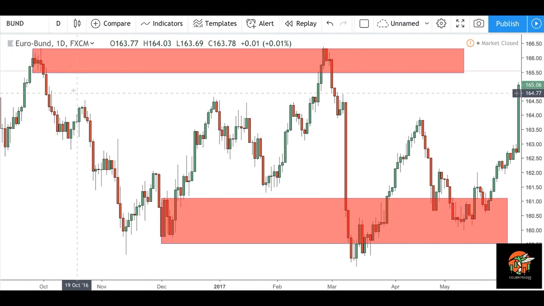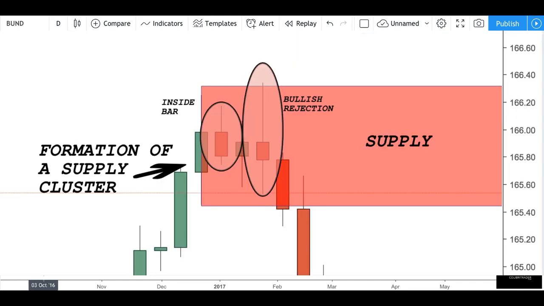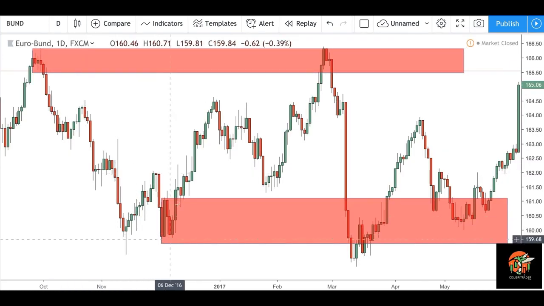So the point is, the more examples I give you guys, the better you'll be able to see and start doing those cluster zones and be able to mark supply and demand areas. And in this example here, you have also price action confirming the supply zone. You have this inside bar, then you have a bullish rejection, and then you have the strong price rejection and the strong bearish trend, which just started from this level here of 166.